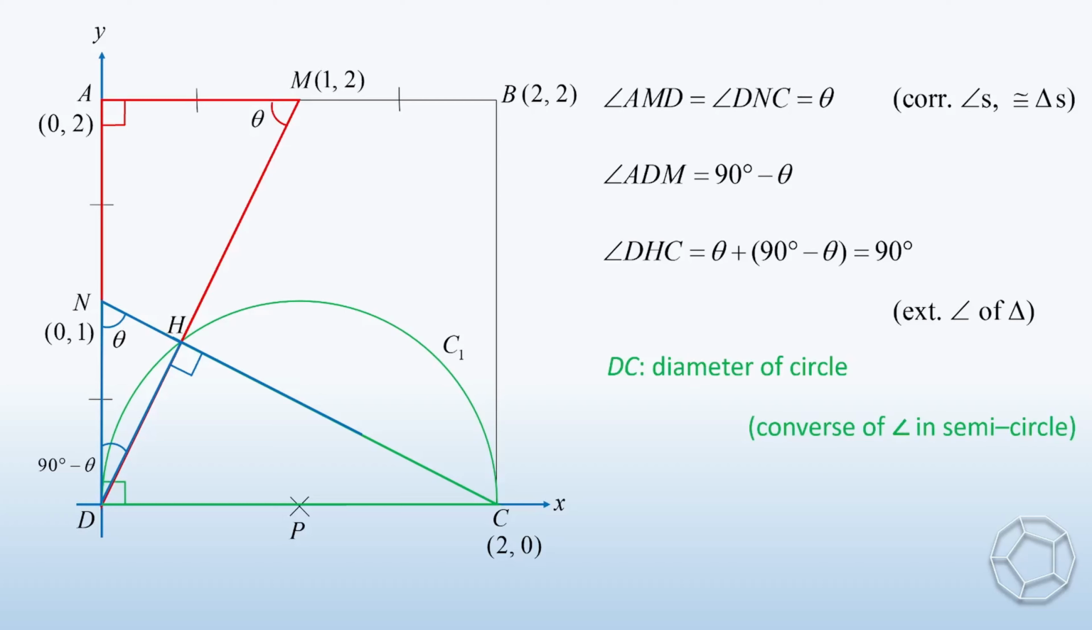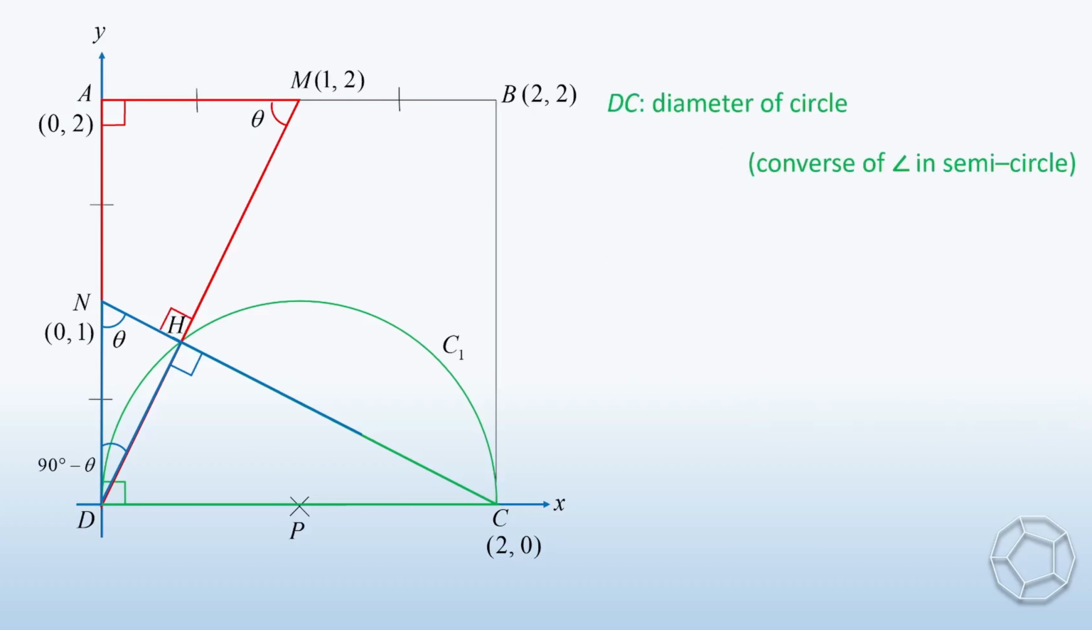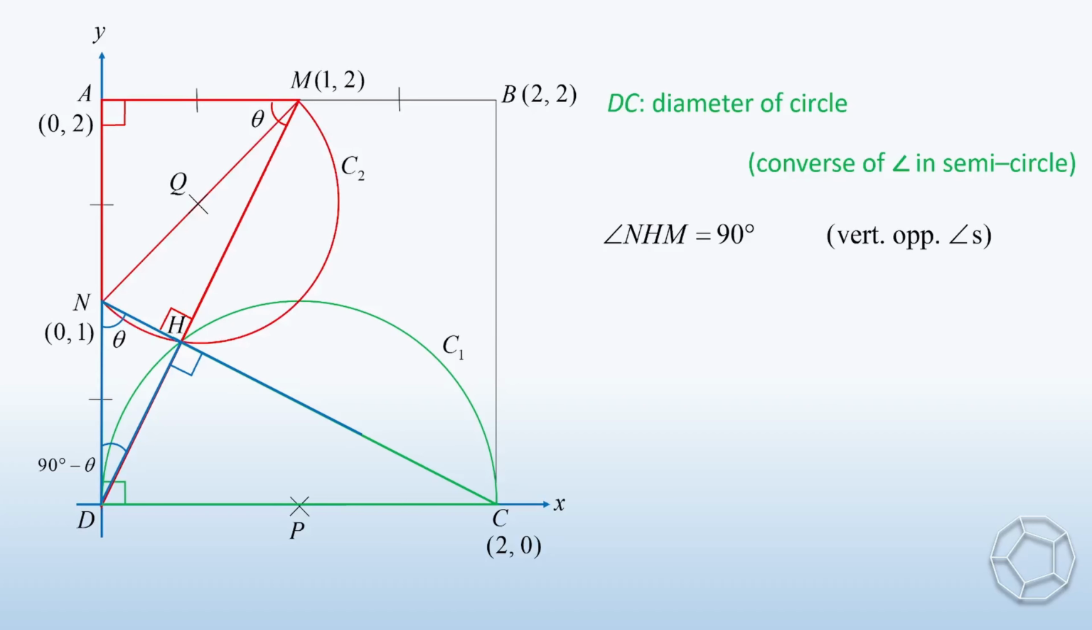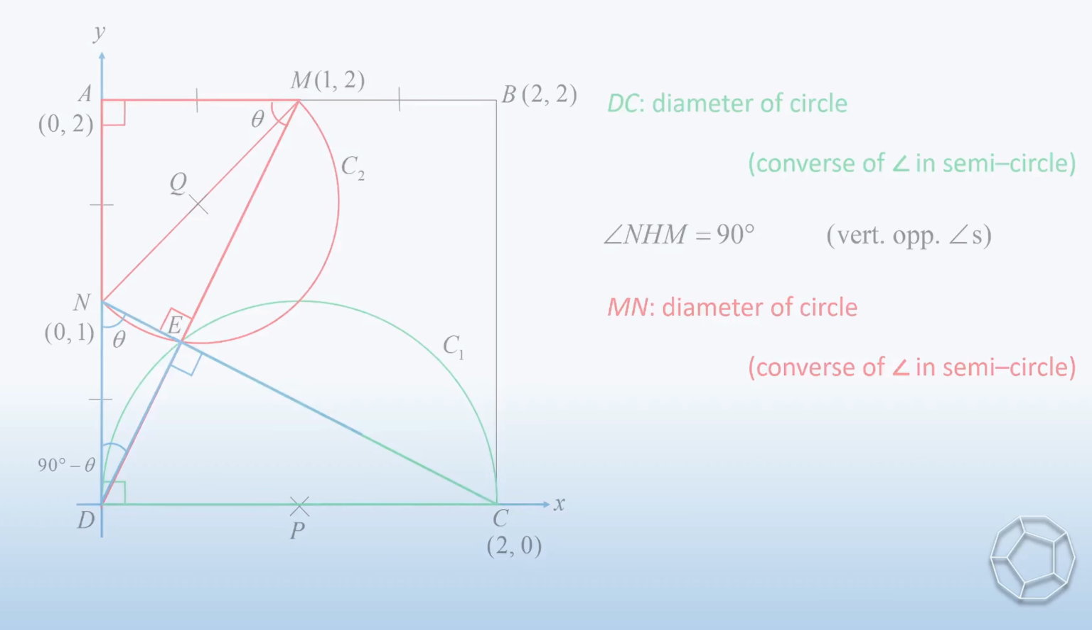Let's look at the upper part. Now, this red angle is also 90 degrees because of vertically opposite angles. Likewise, we have MN being a diameter of the circle passing through M, H, and N with exactly the same reason. So the two semicircles intersect at the point H. This helps a great deal in solving the coordinates of E.